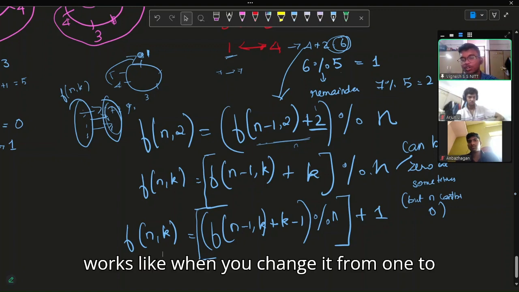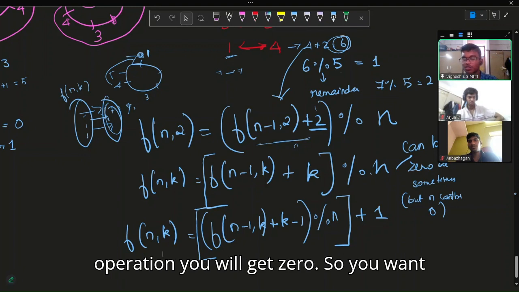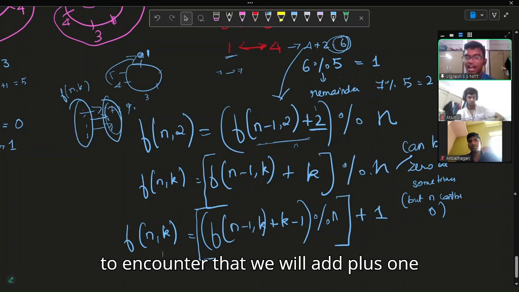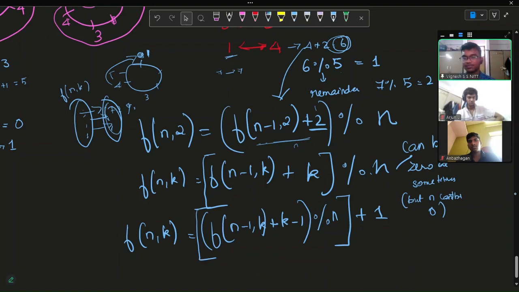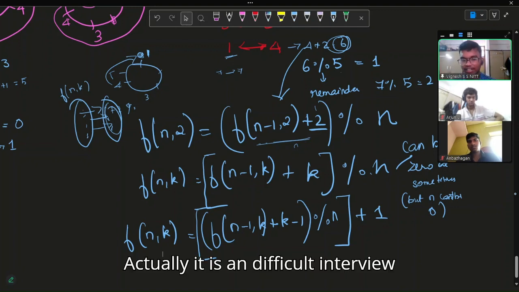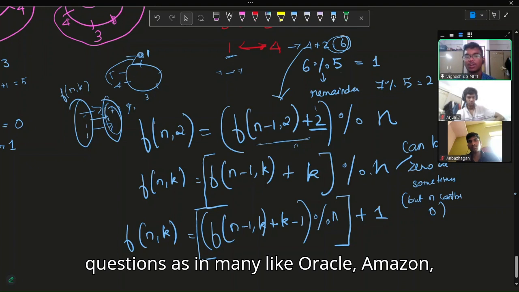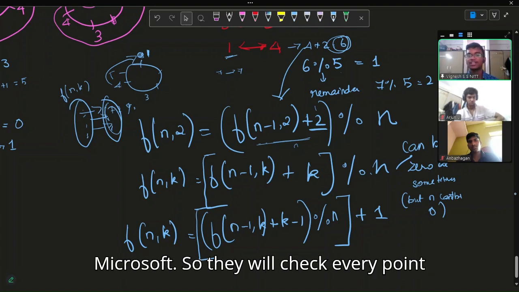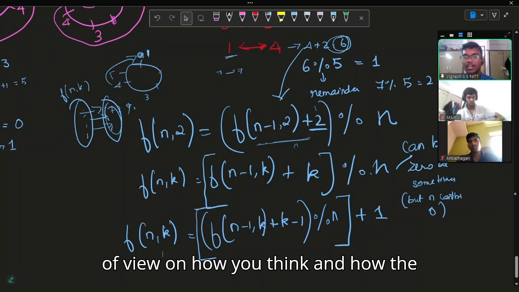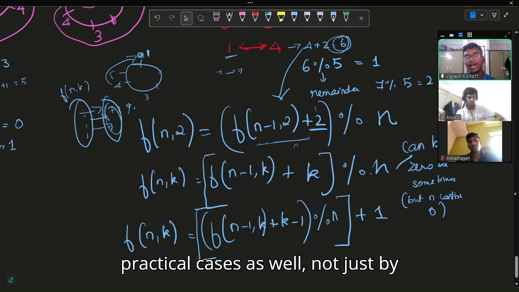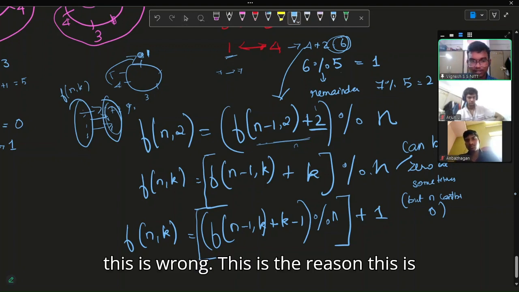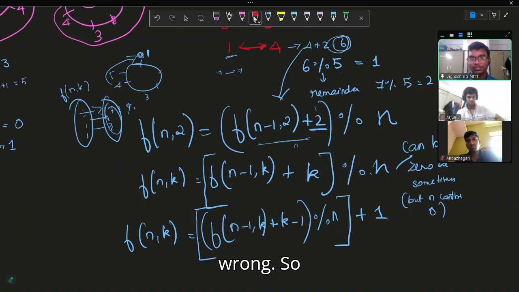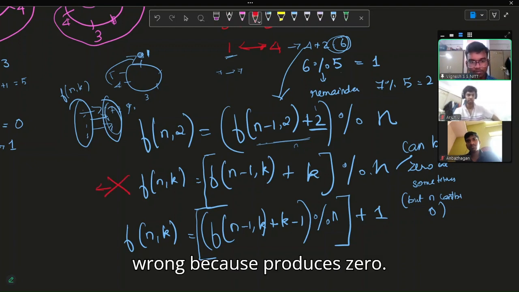When you change it from one to another, when you are using a modulo operation, you will get 0. So you want to counter that. We'll add plus 1 later and subtract before taking the modulo. Actually, it is a difficult interview question asked in many companies like Oracle, Amazon, Microsoft. They will check every point of view on how you think and how the solution is. You have to think in practical cases as well, not just by writing k there. So this is wrong, because it produces 0.